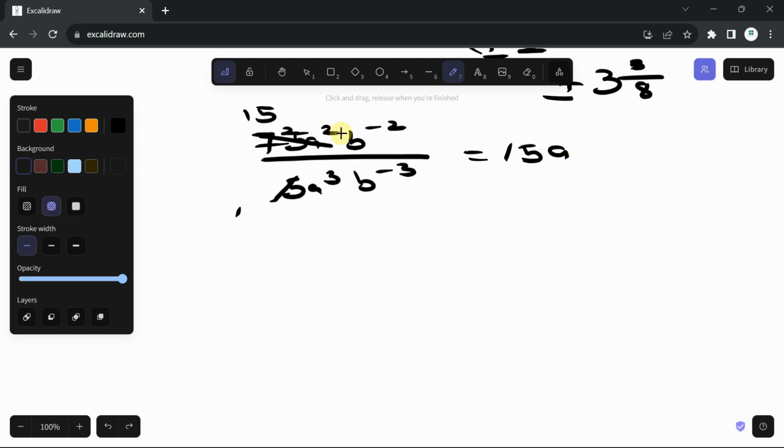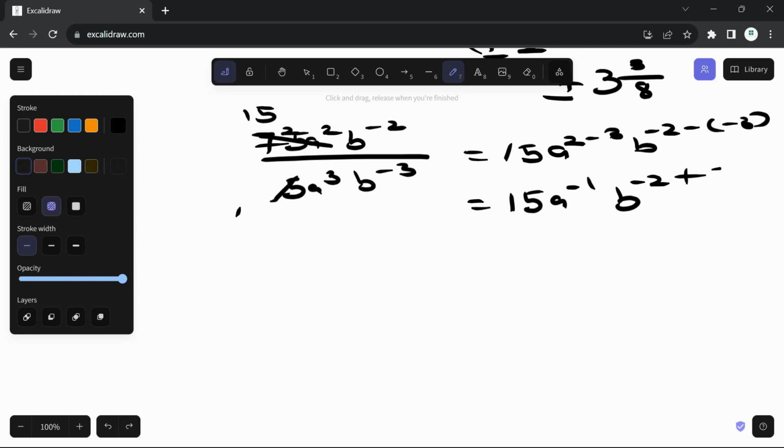Because it's division, that will be 2 minus 3. Then b, we have division between, so minus 2 minus minus 3. So that's 15. A raised to the power of 2 minus 3 is minus 1. B raised to the power of minus 2 plus 3. Minus times minus is plus. So this is 15, a raised to the power of minus 1, b raised to the power of minus 2 plus 3 is 1.